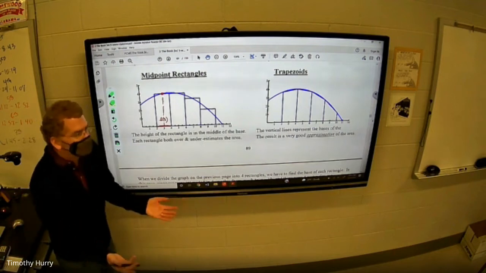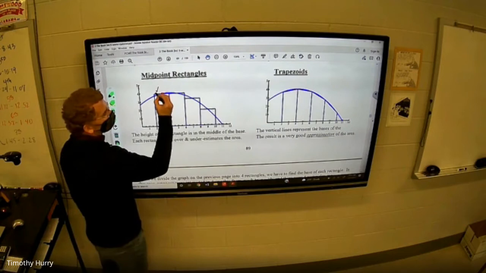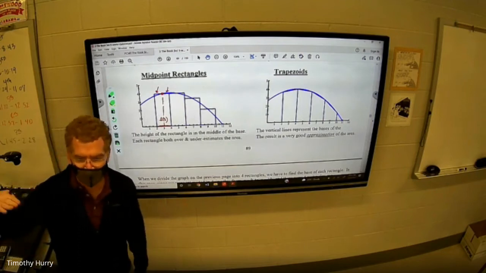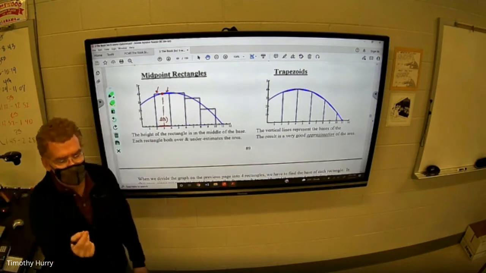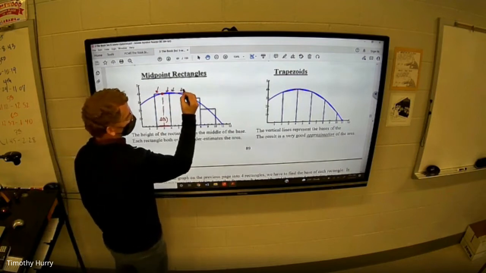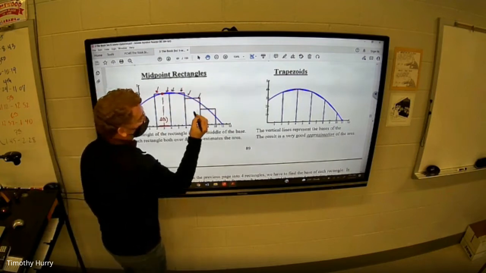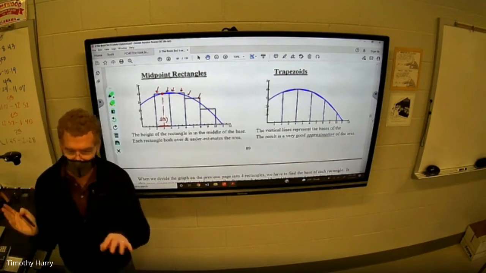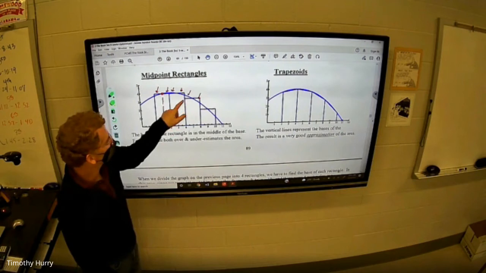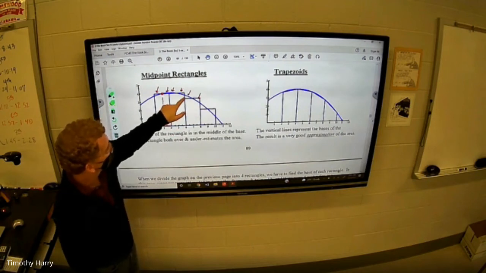Because if you think about midpoints, there's always a little over approximation and a little under approximation. And the idea, not always, but typically, it wouldn't be that way if it was straight like this. But typically, you've got a little too much and a little too little, a little too little and a little too much. And the idea is that they kind of cancel themselves out. Does that make sense?